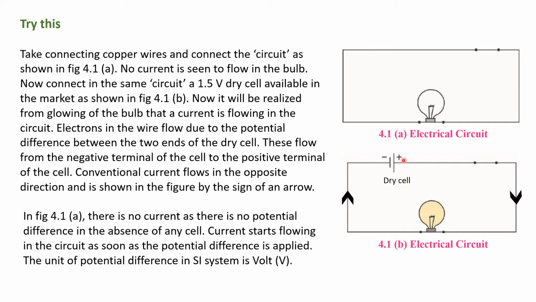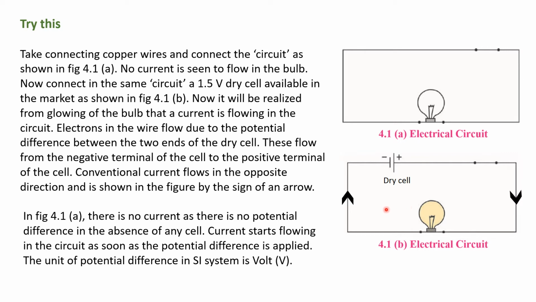Conventional current flows from higher level, that is positive, to lower level, that is negative, and the flow of electrons is from negative to positive. The conventional current is opposite to the flow of electrons, that is from positive to negative.